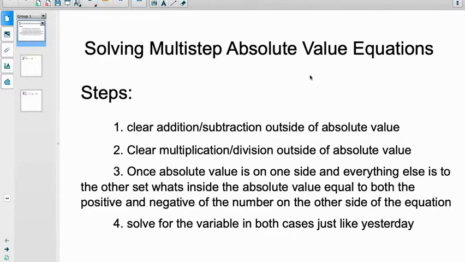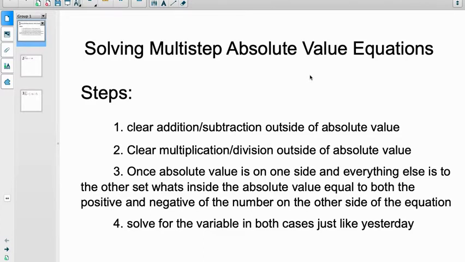So here are the steps that we're going to take to do this. Number one, we're going to clear addition or subtraction outside of the absolute value. And then we're going to clear multiplication or division outside the absolute value. The goal of doing that is to get the absolute value by itself on one side and everything else to the other side.